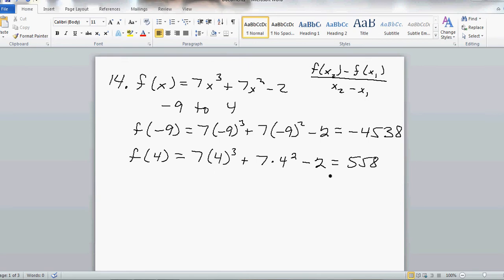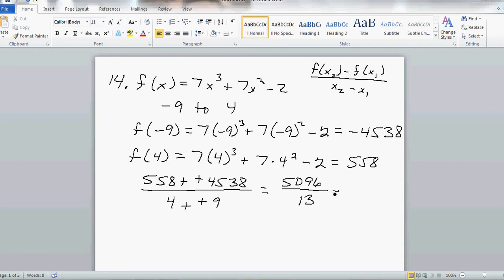Now, how we put this in, we take the second value, 558, minus the first value, -4,538, divided by the second x value minus the first x value, which is -9. And then after doing all of the appropriate calculations, we get 5,096 over 13, which equals 392. And so what is the average rate of change? The answer is 392.